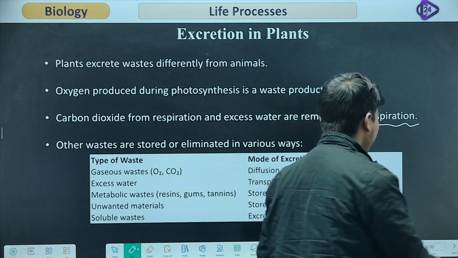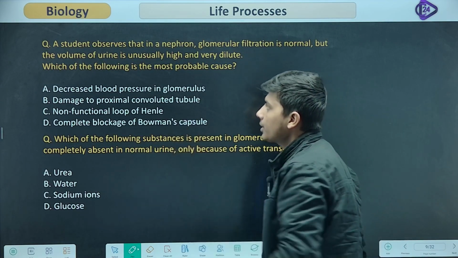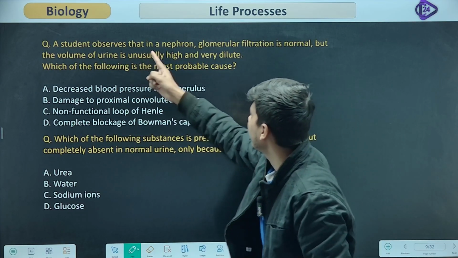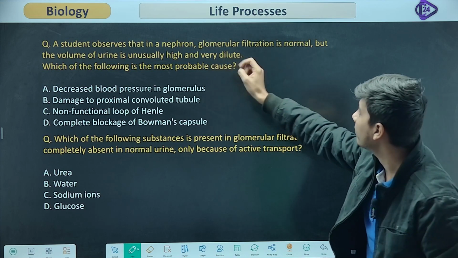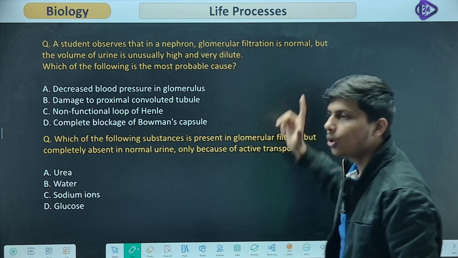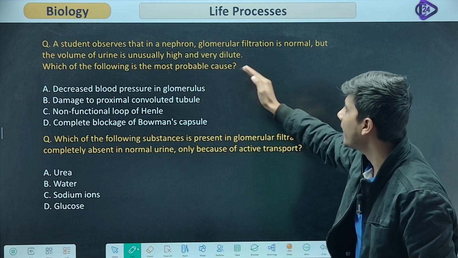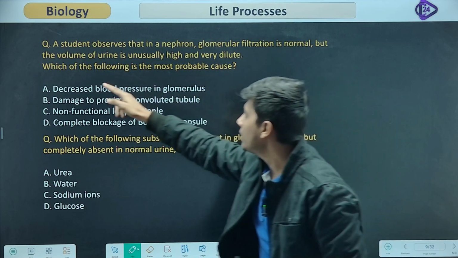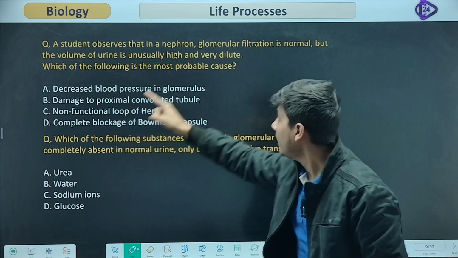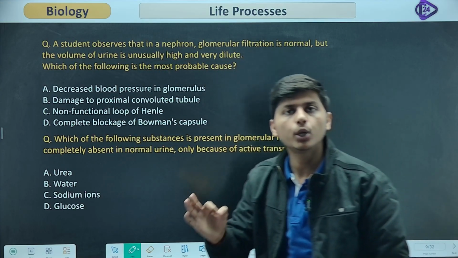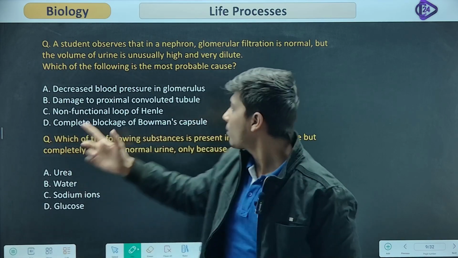Now let us discuss some questions and then we will wind up our session. First question: a student observed that in a nephron, glomerular filtration is normal, but the volume of urine is unusually high and very dilute. Which of the following is the most probable cause? Volume of urine being very high and very dilute means there is a huge amount of water in the urine of the organism. What is the problem?